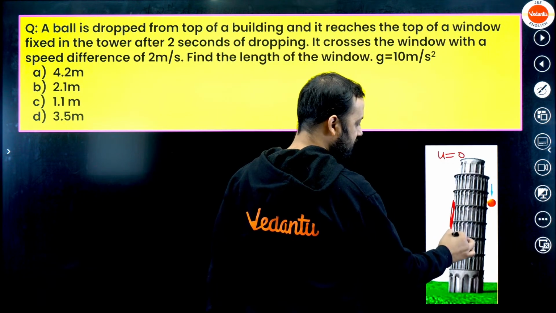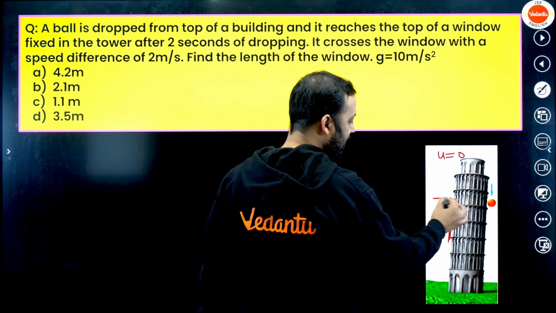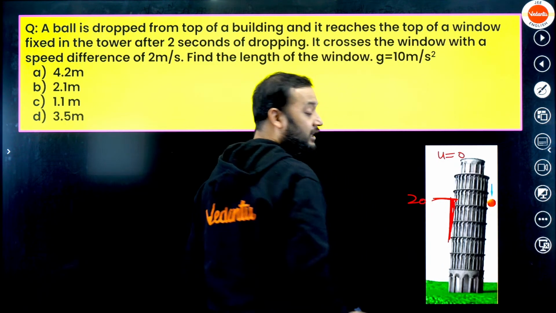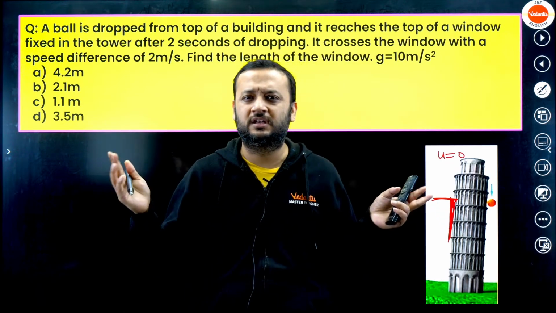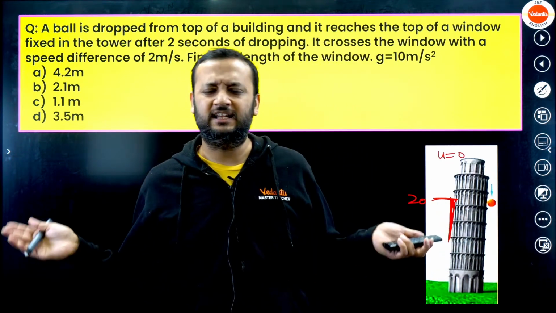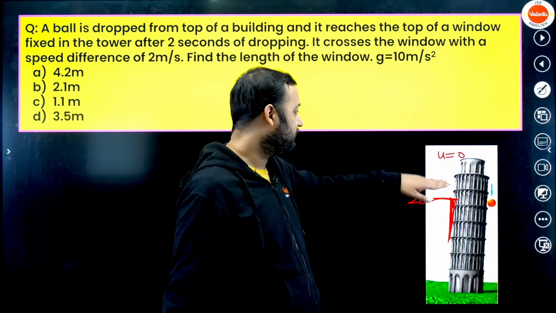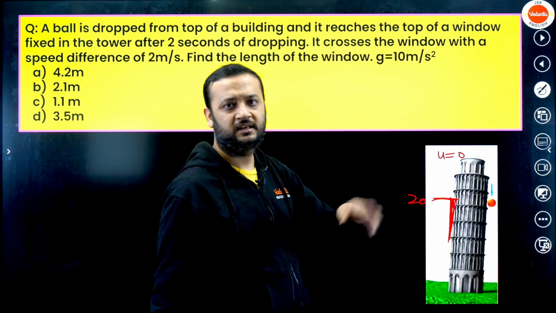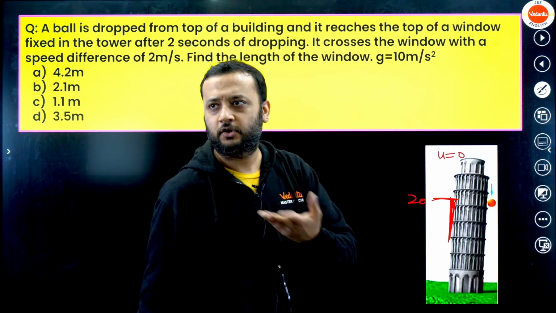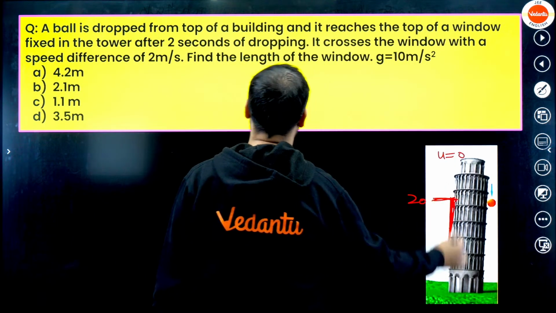So suppose the window is like this. After 2 seconds, can we say that velocity here would have become 20? Do you see that I'm not even using any equation? I'm just writing the values because we don't need any equation. We can just simply think. Here the velocity is 0. Here the velocity has become 20, because in 2 seconds, gravity would have increased the velocity by 20.